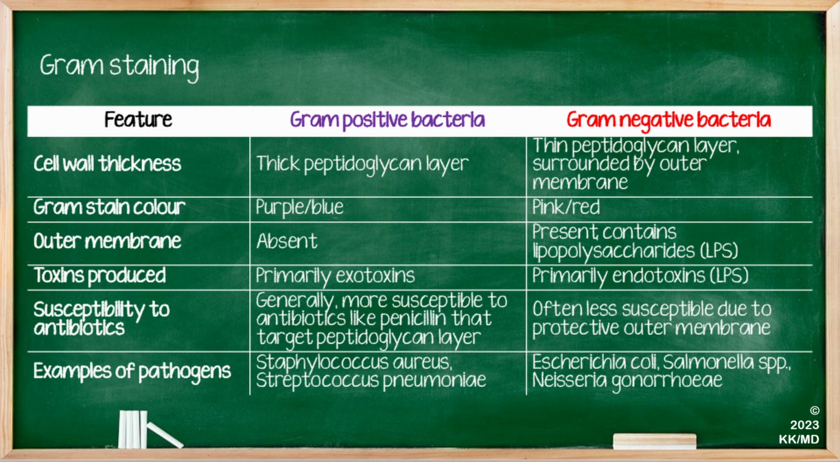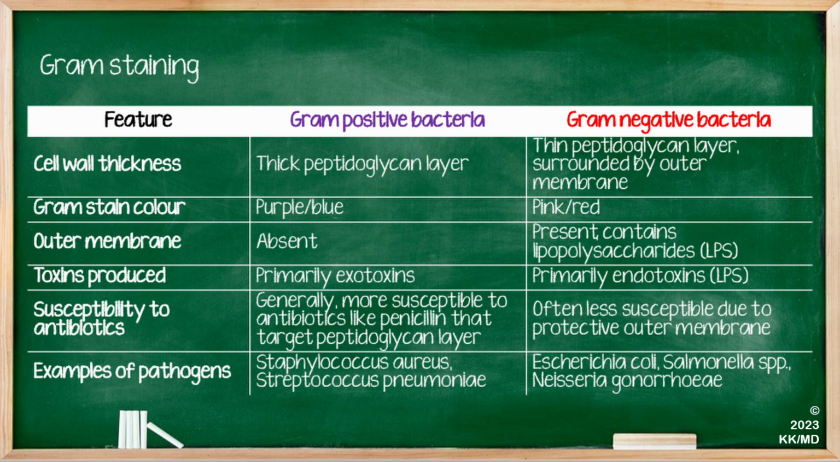Subsequently, we have gram-positive bacteria appearing as purple or blue, whereas gram-negative bacteria appear more as pink or red. In gram-positive bacteria, this outer membrane is absent, but as we've just discussed, gram-negative bacteria do have this outer membrane, and it contains lipopolysaccharides or LPS.